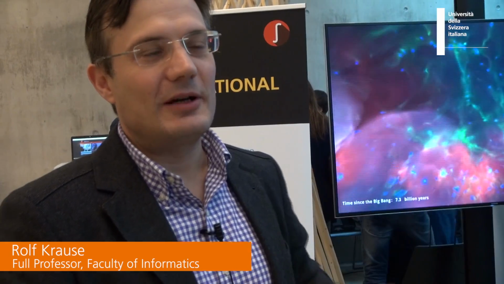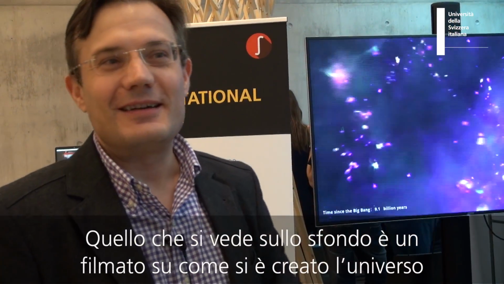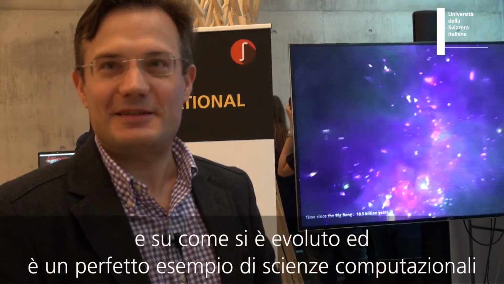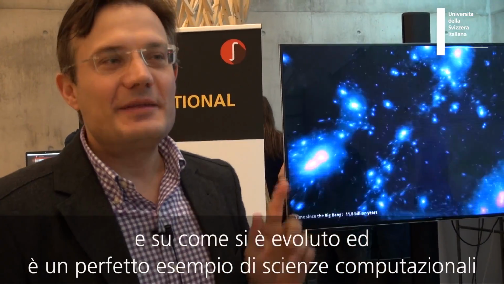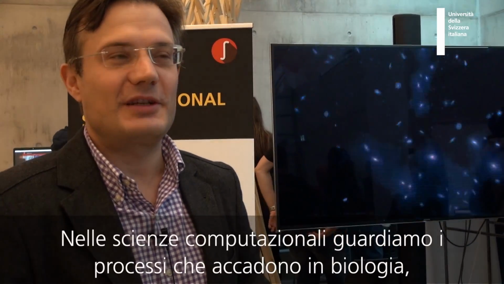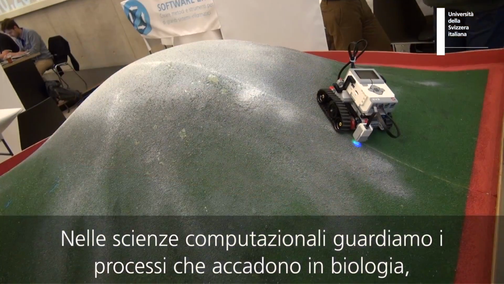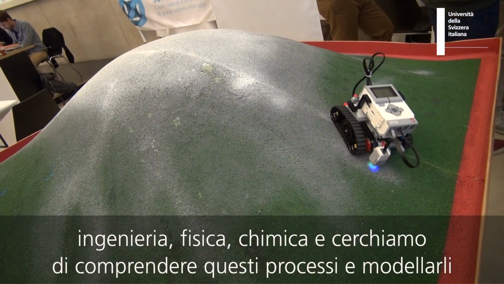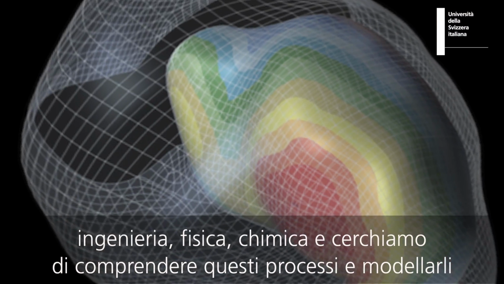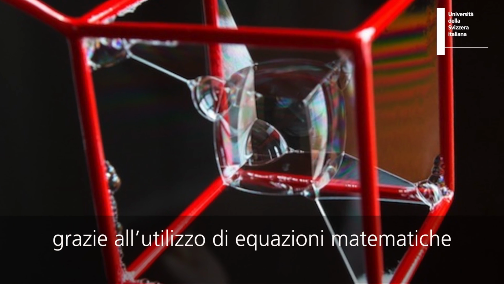What you see in the background, in this case, is a movie on how the universe in a certain sense was created, right? How the universe evolved. And this is a very nice example for computational science. So what do we do in computational science? We look at processes in biology, in engineering, in physics, in chemistry, and we try to understand these processes and to model them using mathematical equations.